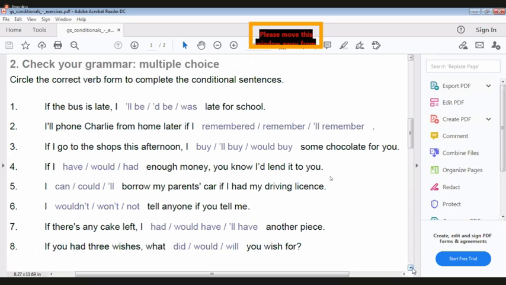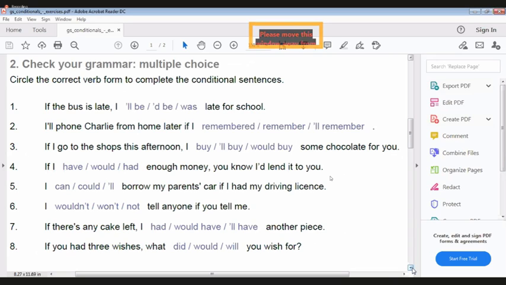Now look, it's simple future here. I will phone. Is it correct? So the answer should be the second one. I'll phone Charlie from home later if I remember. If I remember, I'll call Charlie from home. Did you get the answer? Did you understand? Okay. Himansa, third one.